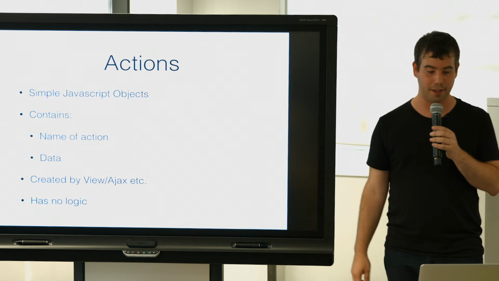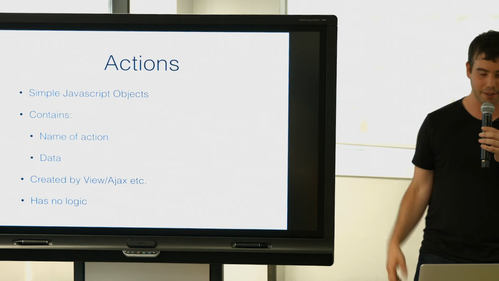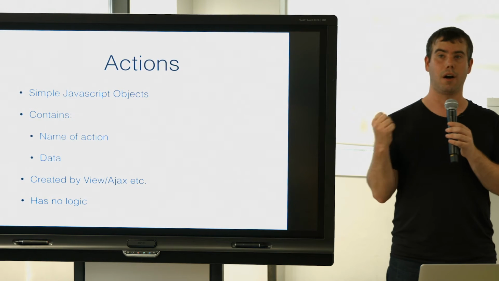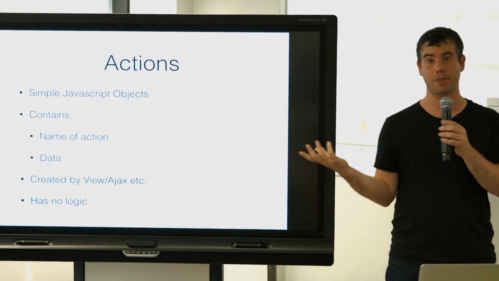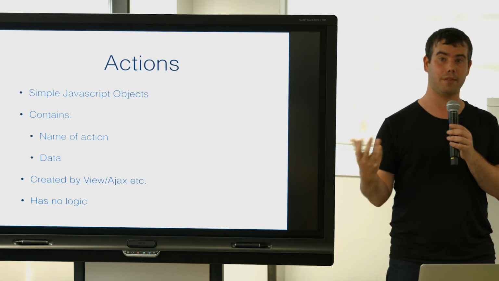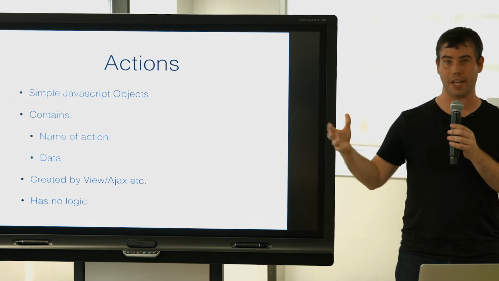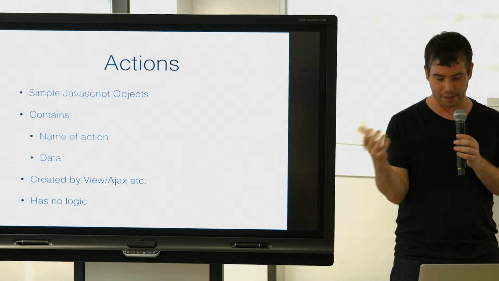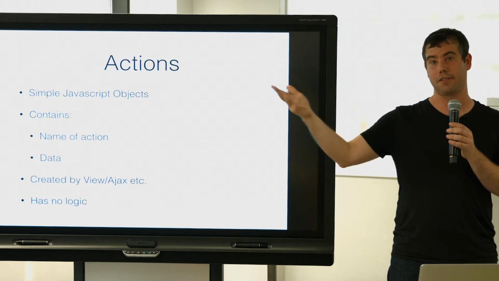The last part really is the actions. And the actions are very simple JavaScript objects. They have the delta, the change of the data that you want to implement. So if I want to change the name of a field, I'll just pass in a field name and the string.